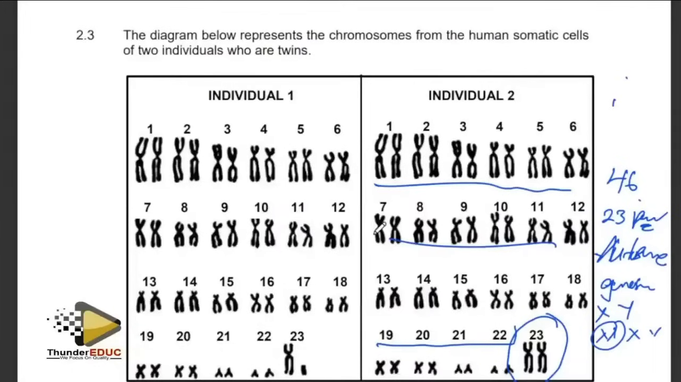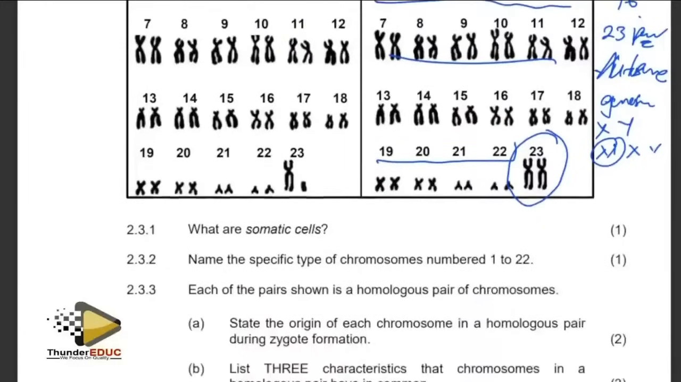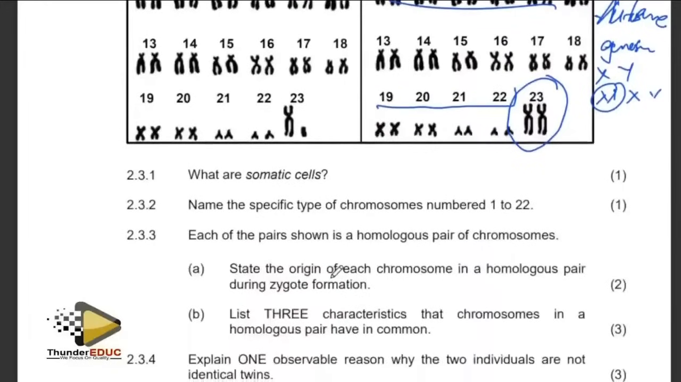Now, let's go to another question of karyotype here, just in case, because I was describing the 6-mark question, but there can be a few more questions here. What are somatic cells? These are just body cells. Name the specific type of chromosome numbered 1 to 22. It is the autosome. Each pair is shown as homologous chromosomes. State the origin of each pair of chromosomes.